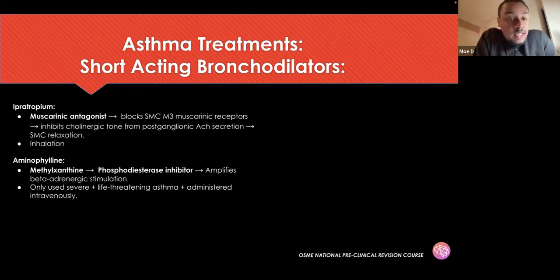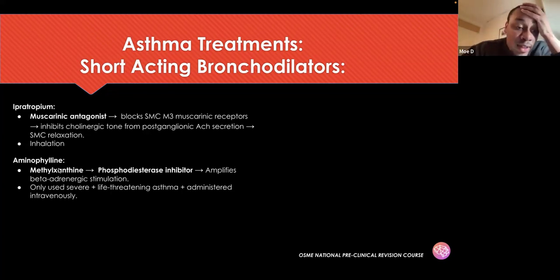So other bronchodilators, we've got ipratropium, that's a muscarinic antagonist, and it blocks smooth muscle cell M3 muscarinic receptors. So what happens is usually all the time you've got a low level of acetylcholine that's released from postganglionic cells, which maintains the tone of the airway. And by blocking those receptors, what you're doing essentially is you're trying to block that cholinergic basal tone so that it leads to overall smooth muscle cell relaxation and hence bronchodilation. And this is administered via an inhaler.